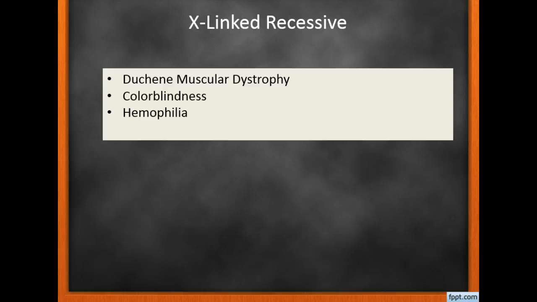Please remember that these are more common in males because they only get one shot at an X allele, and that's being passed down by mom. The females get 2 shots because dad is going to pass down an X and mom is going to pass down an X, so they have 2 alleles to get a dominant allele there, so they do not have the disorder or condition.